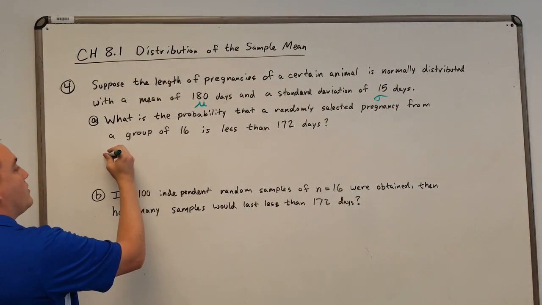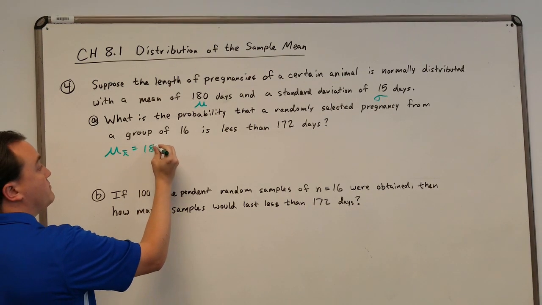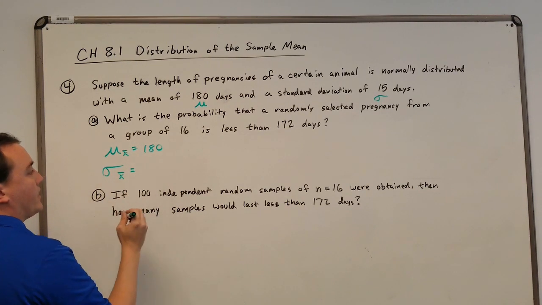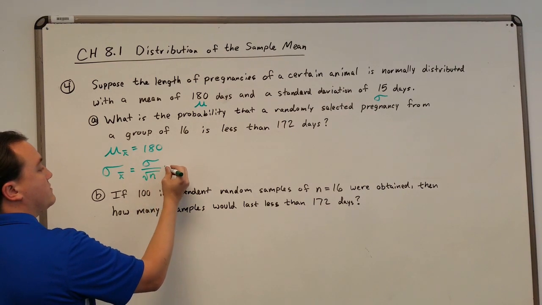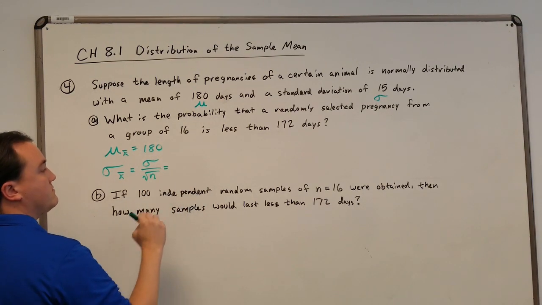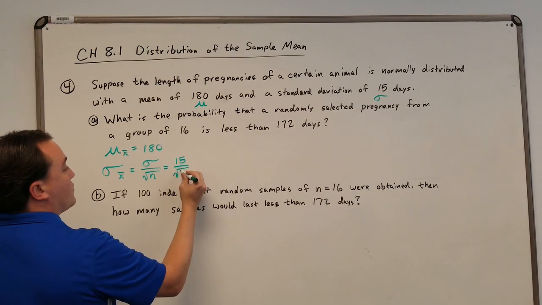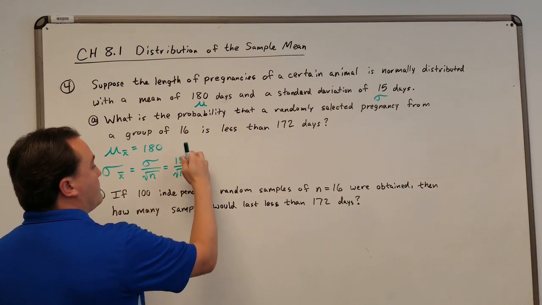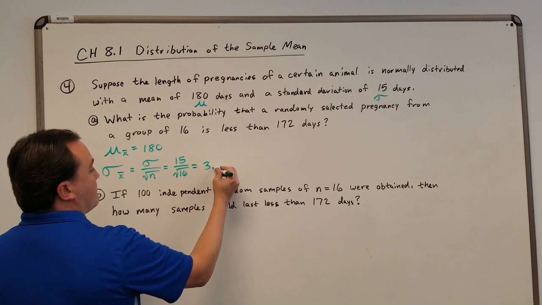So we know our mean of the sample is the same, 180. But the standard deviation of the sample, or the standard error, is the standard deviation divided by the square root of n, number of samples, which is 16. So we have 15 divided by the square root of 16, which is 4. And 15 divided by 4 is 3.75.